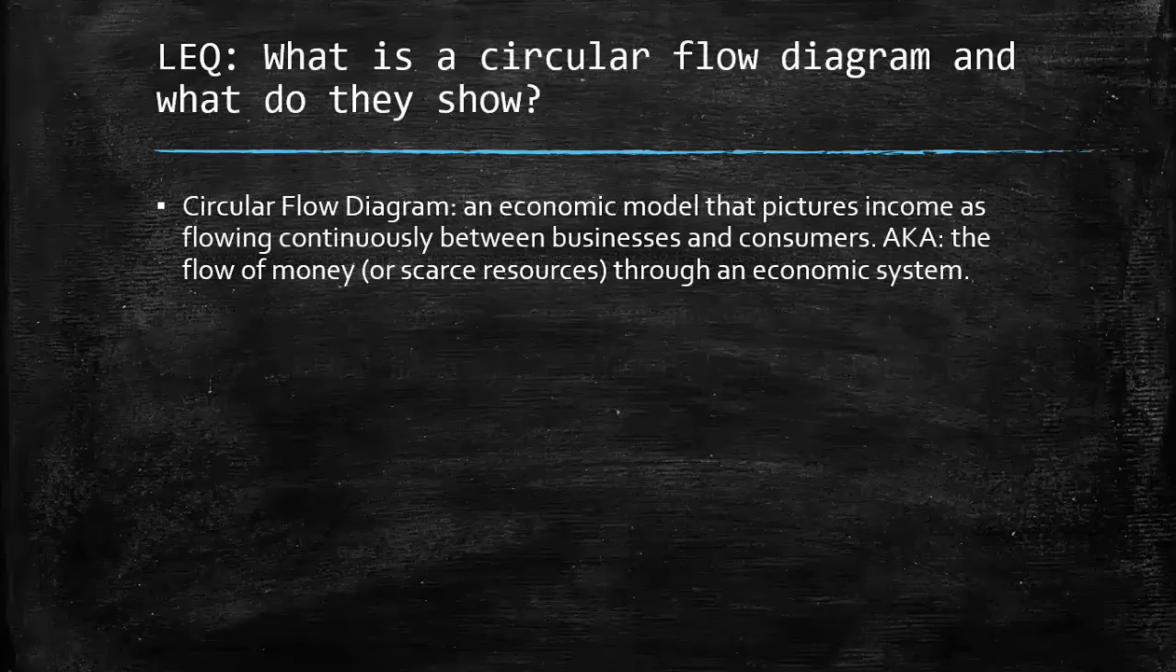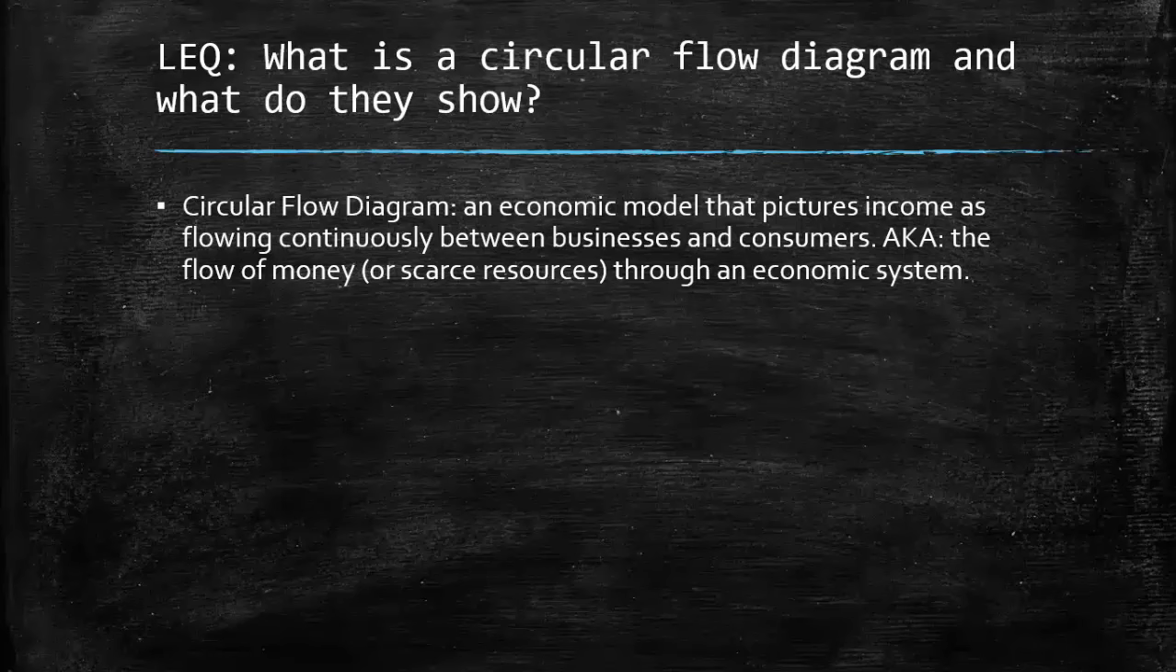So here we go. A circular flow diagram. So a circular flow diagram, here's the definition, all right? It is an economic model, aka a picture, a graph, a visual, that pictures income as flowing continuously between businesses and consumers. In other words, it shows the flow of money through an economic system. And more specifically, class, I would encourage you to not write down what I have there because that should say the flow of money through a market system.